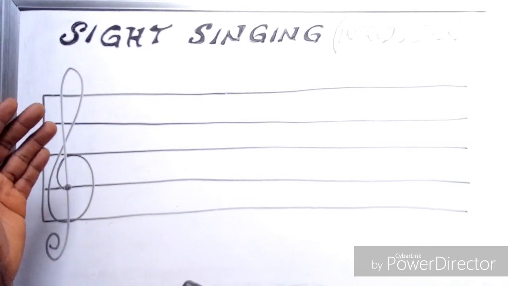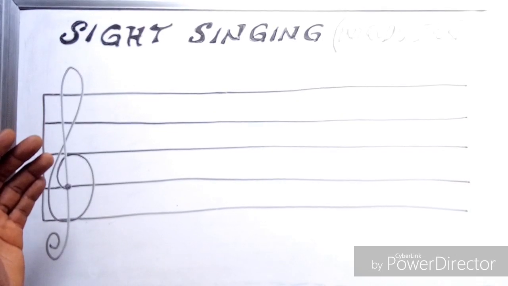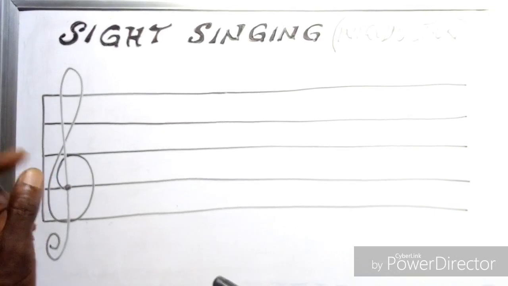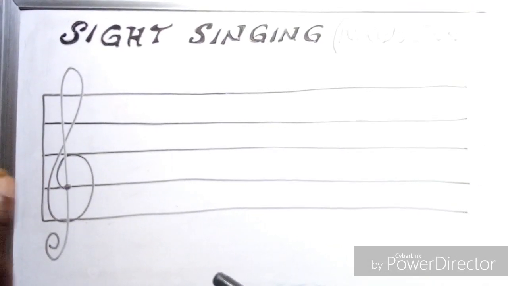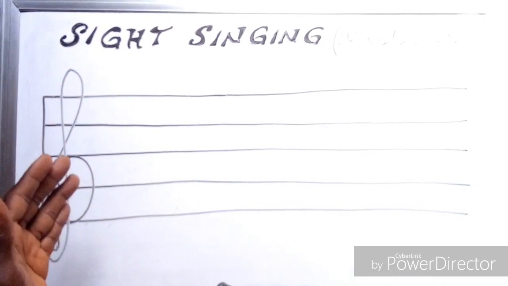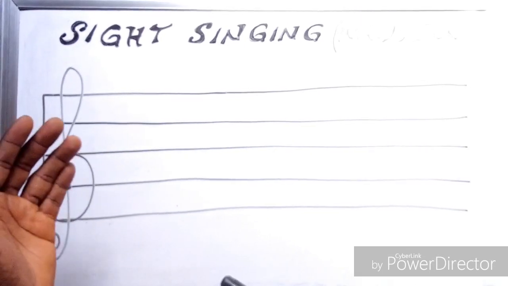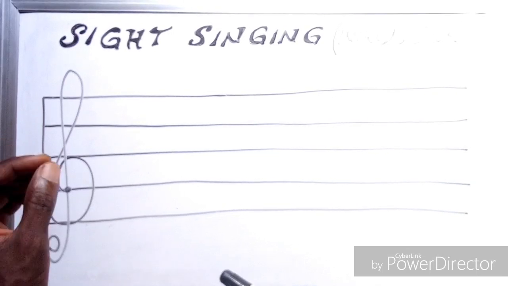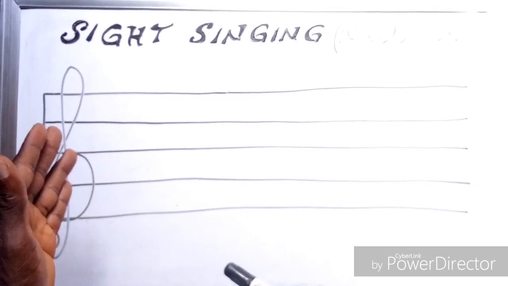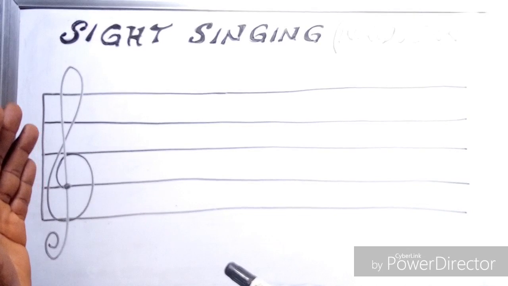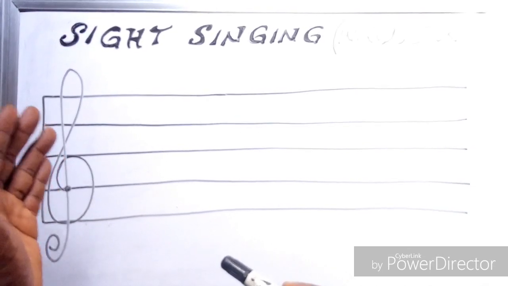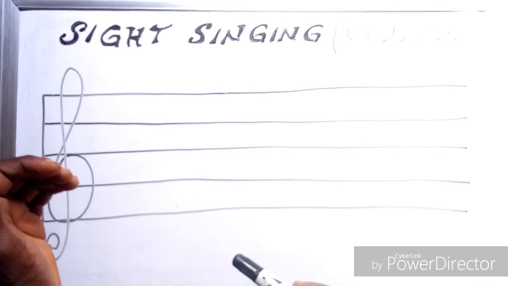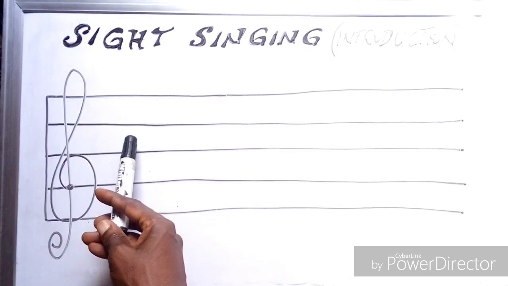Now, since the key is the key of C major, what happens is that our tonic, Do, has to be on C. Anywhere on this staff that carries the name C becomes the tonic. Now, the tonic is the first degree of the scale, in this case, the scale of C major. And the scale of C major begins from C. So we begin our notes, Do, which is the tonic, from C.